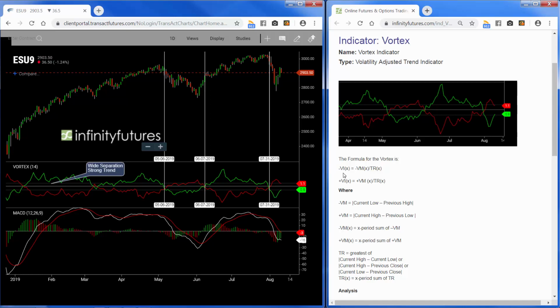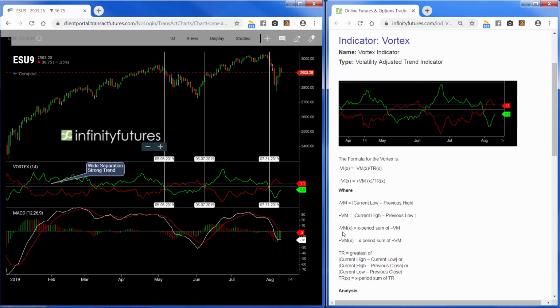Negative VI over X periods, my example is 14, equals negative VM of X periods divided by the true range of X periods, and positive VI equals positive VM of X divided by true range of X, and I'll tell you what those are. The minus VM is simply the absolute value of the current low minus the previous high. The positive VM is defined as the absolute value of the current high minus the previous low.